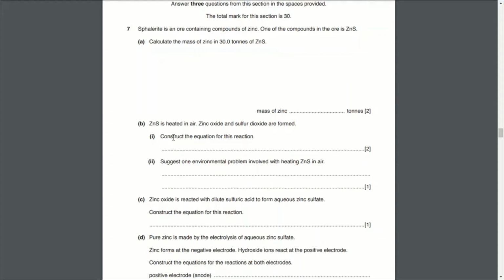Alright, anyways, we had a long discussion on how to solve these equation-based questions, but let's get back to part C. Construct the equation for this reaction. It will be zinc oxide, that is ZnO, plus sulfuric acid. Yes, here it is sulfuric acid, not sulfur dioxide. I'm getting a bit confused between them, but I hope you're clear now.